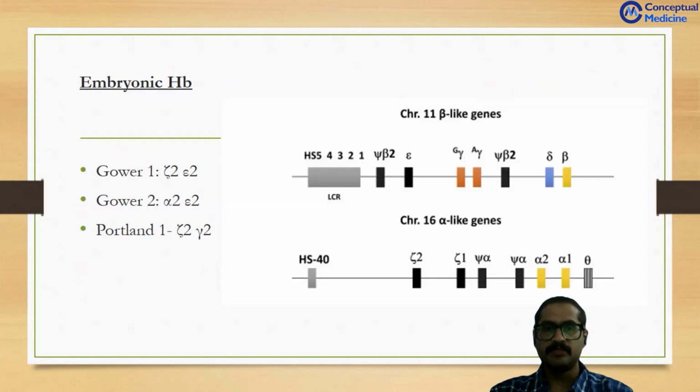This is a famous picture which we always know. What are the three embryonic hemoglobins which we see? Gower 1, Gower 2, and hemoglobin Portland. In this, the most important embryonic hemoglobin is Gower 2.